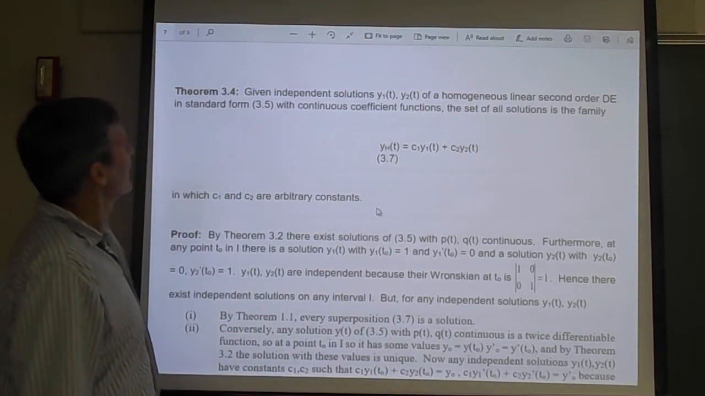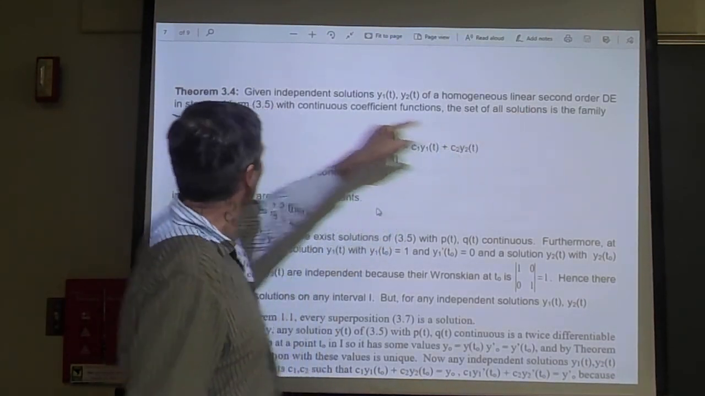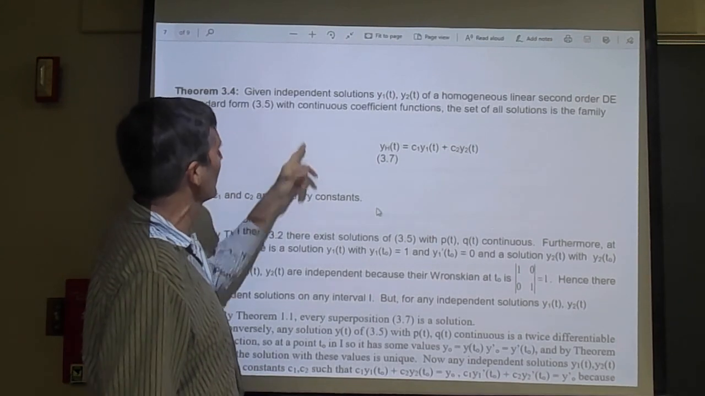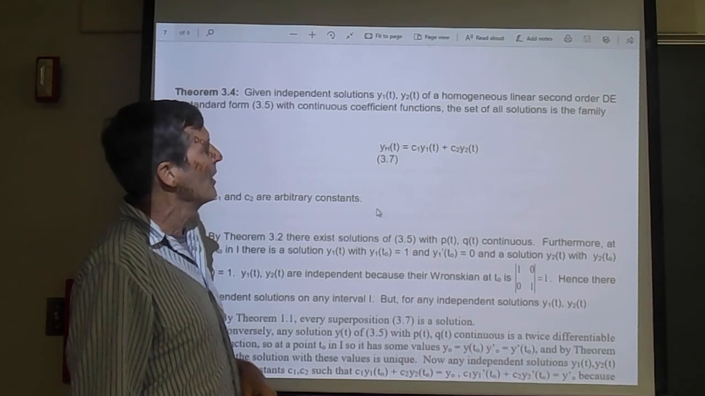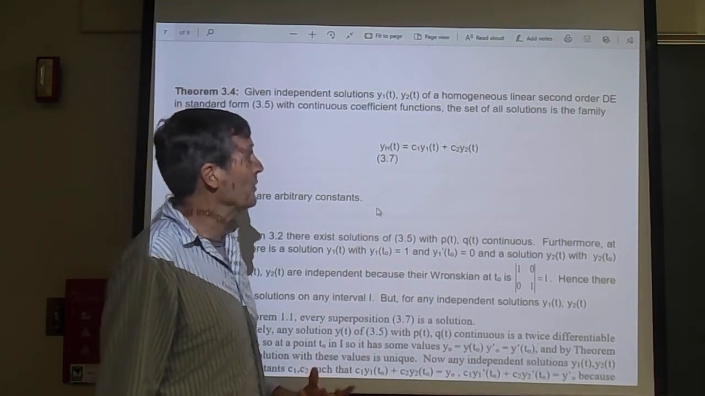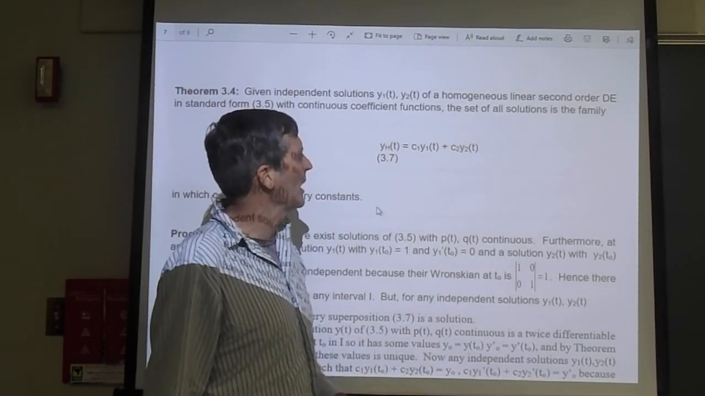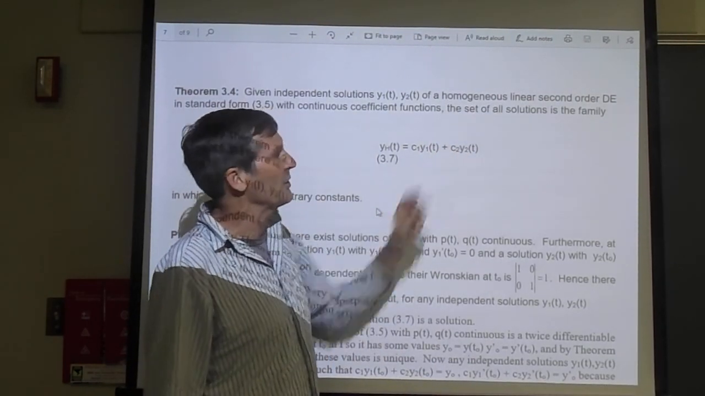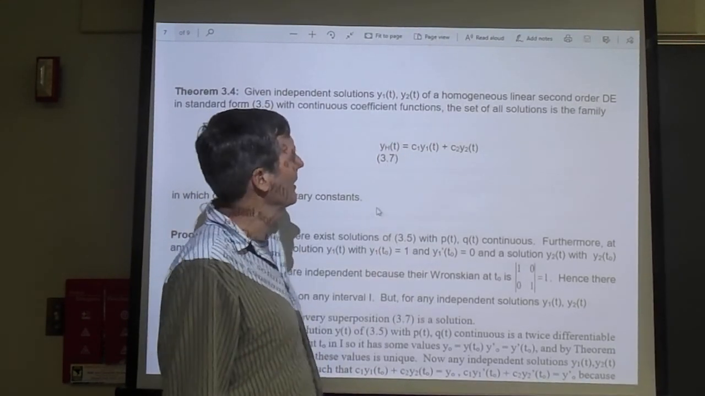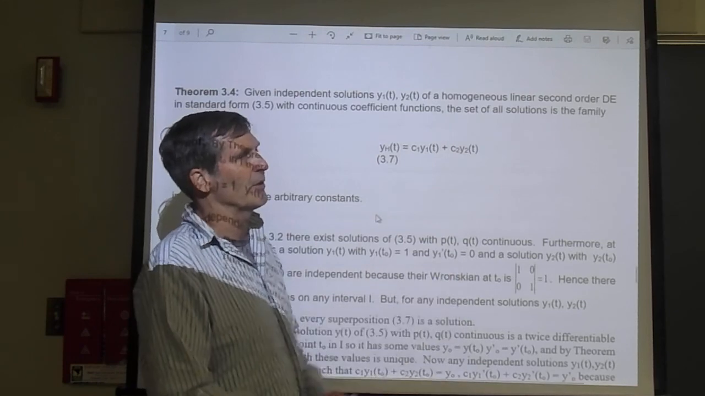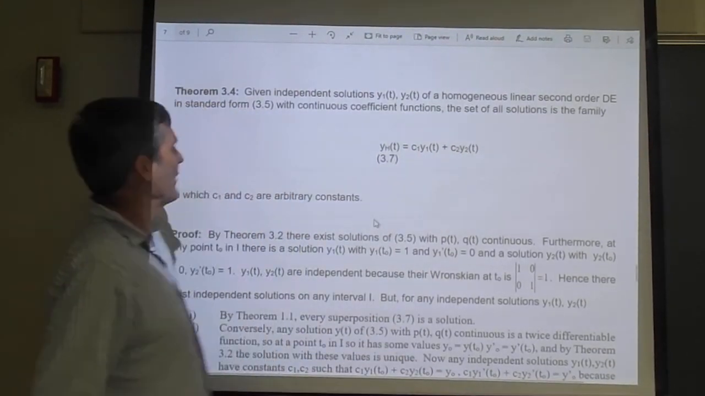So this: given independent solutions y1, y2 of a homogeneous linear second order equation in standard form, where you divide it through by the coefficient, with continuous coefficient functions p and q, the set of all solutions is this family of solutions, c1 y1 plus c2 y2, where c1 and c2 are arbitrary numbers. This is all the solutions you can get. It's just like you can span a plane with two vectors, you can span the solution set with two vector functions, actually.